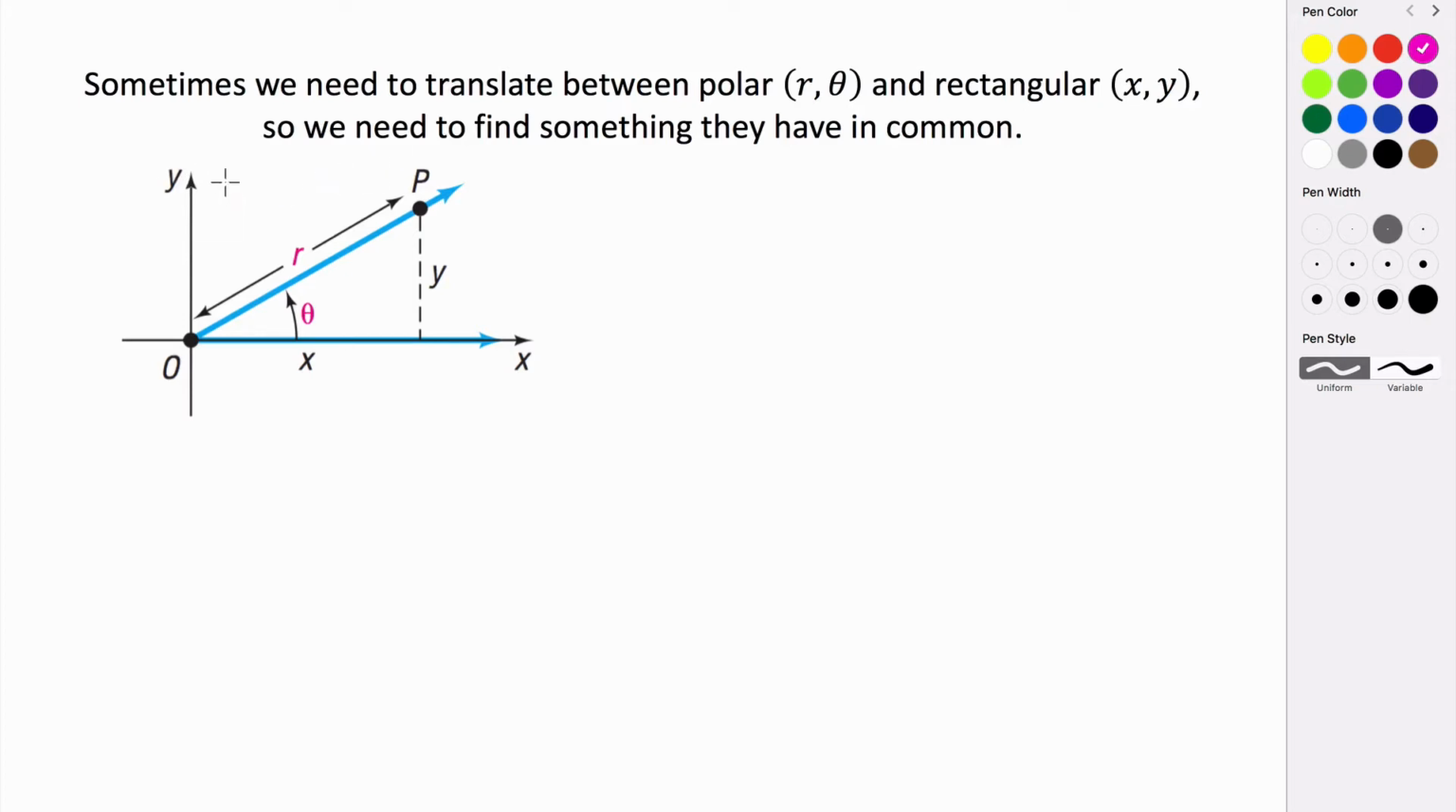When looking at polar coordinates, sometimes we need to be able to translate between what we have in polar and what we have in rectangular. So let's figure out what is something that they have in common. Rectangular coordinates are in the form x comma y, and polar coordinates are in the form r comma theta.